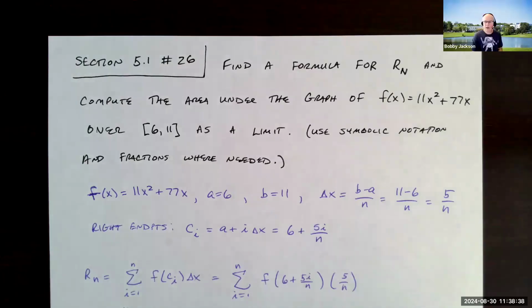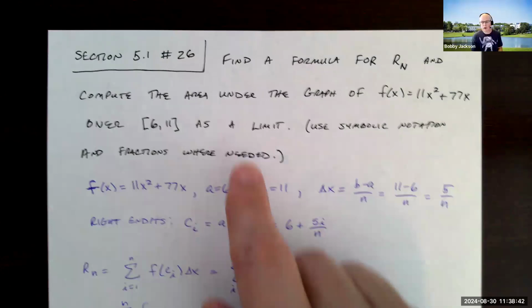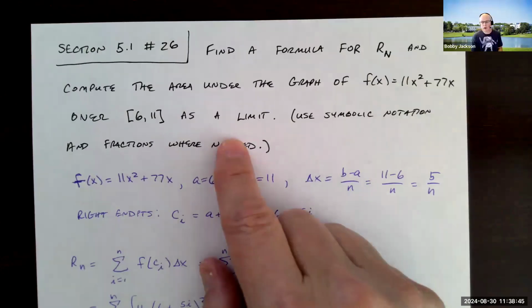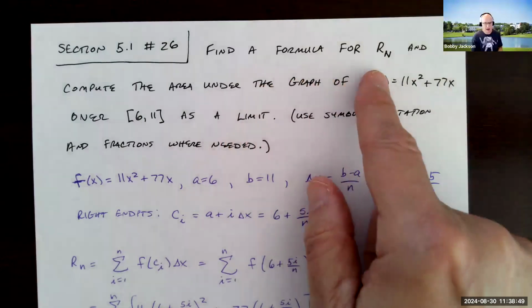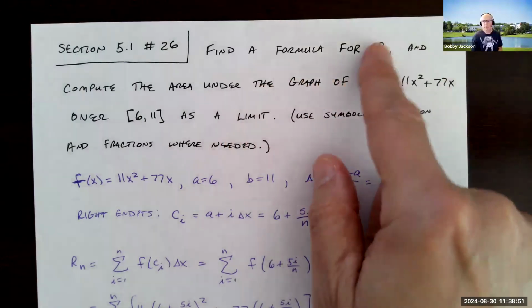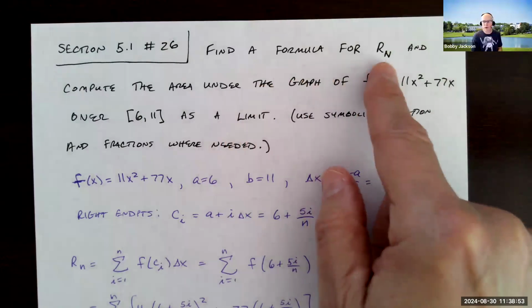All right, we're going to look at number 26 in section 5.1, which asks us to find a formula for R sub n. So this is the right-hand approximation with n subintervals. They use capital N. I'm going to use lowercase n. Just whatever you use, be consistent with that.